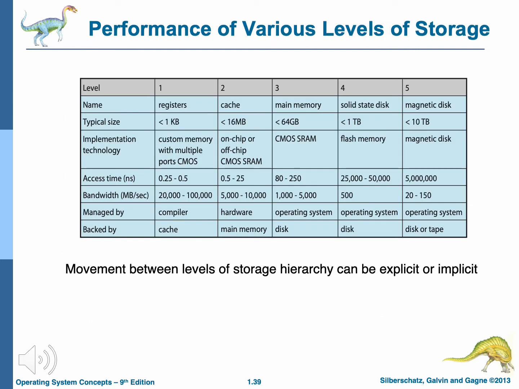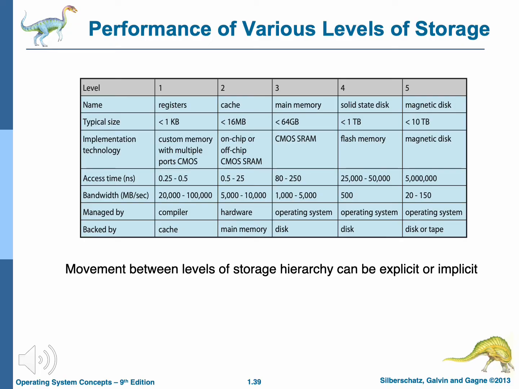Caching. Caching is an important principle of computer systems. Here's how it works. Information is normally kept in some storage system such as main memory. As it is used, it is copied into a faster storage system, the cache, on a temporary basis. When we need a particular piece of information, we first check whether it is in the cache. If it is, we use the information directly from the cache. If it is not, we use the information from the source, putting a copy in the cache under the assumption that we will need it again soon.